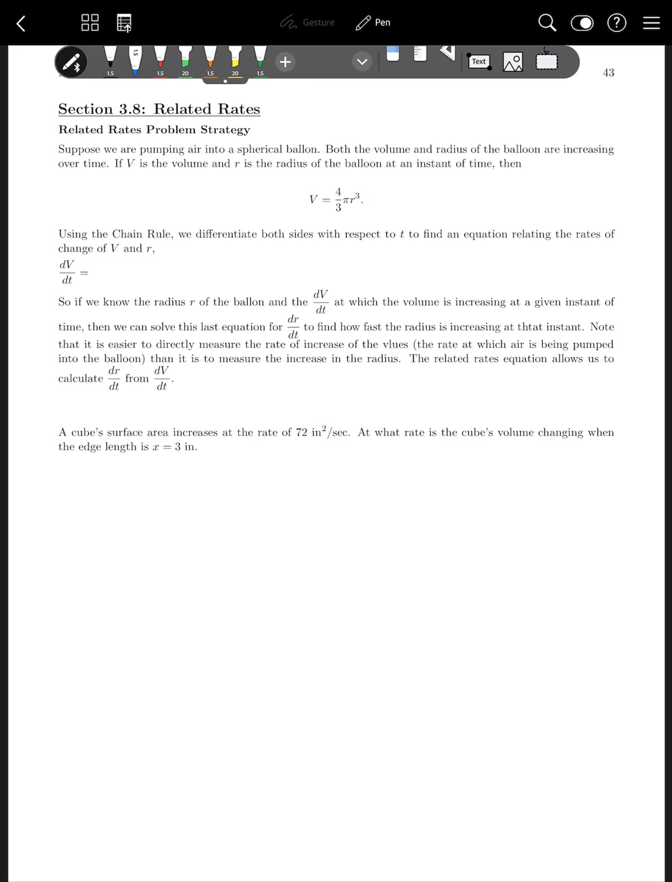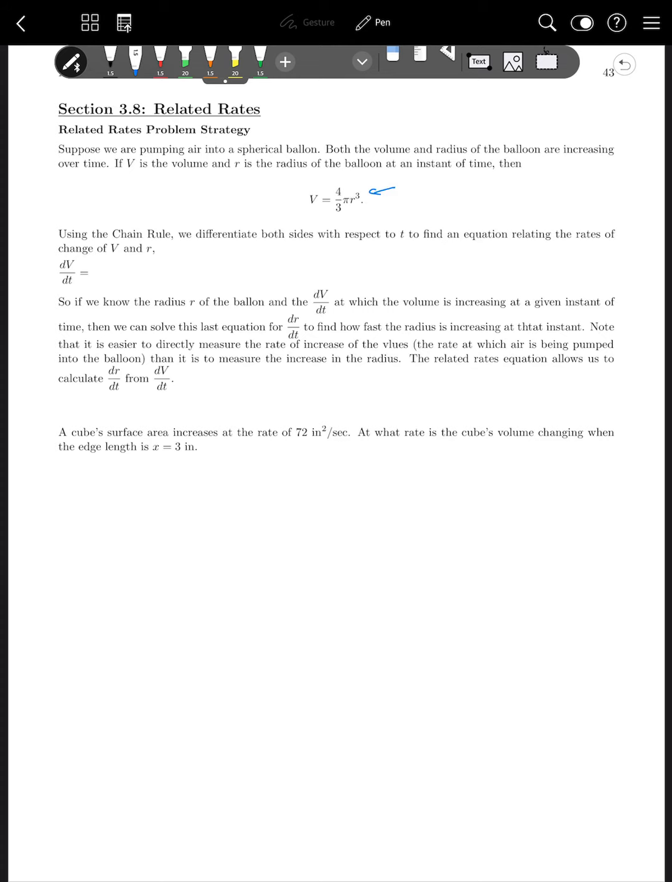Suppose we are pumping air into a spherical balloon. So both the volume and the radius of the balloon are increasing over time. If V is the volume and r is the radius of the balloon at an instant of time, then V equals 4/3 pi r cubed. This is just the volume formula for a sphere. Using the chain rule, we can differentiate both sides with respect to time to find an equation relating the rates of V and r with respect to time.